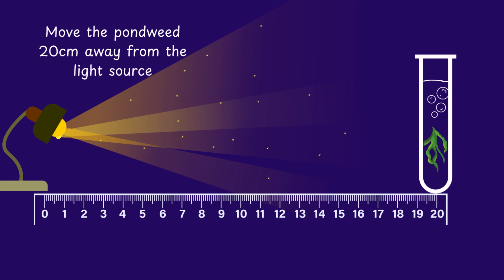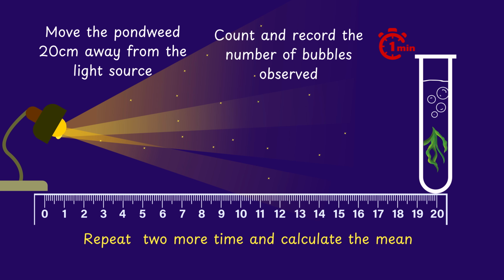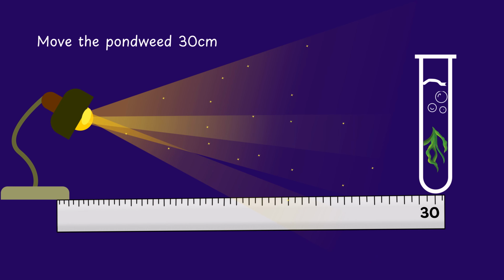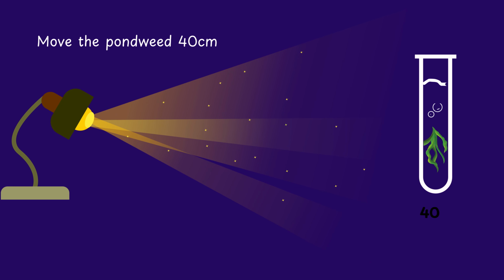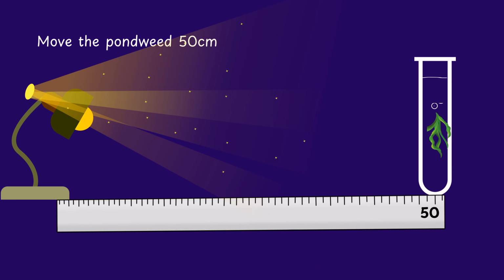Next thing that you'll do, students, is to move the pondweed 20 centimeters away from the light source. Leave it there to acclimatize to the new light intensity. Then you set your timer for 1 minute and count and record the number of bubbles observed. And again, you'll repeat 2 more times at this distance and calculate your mean. Next step, move the pondweed 30 centimeters away and do the same thing. Do it for 40 also and 50 centimeters.